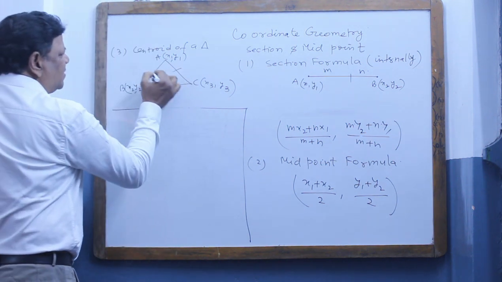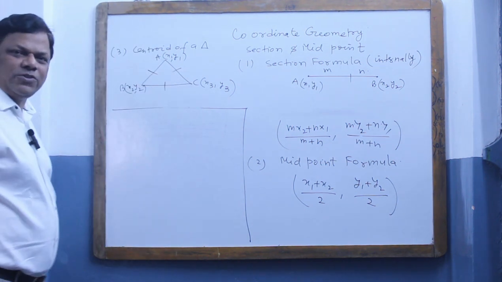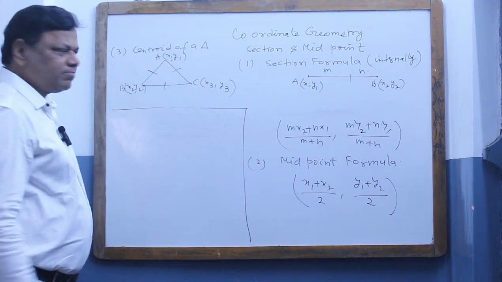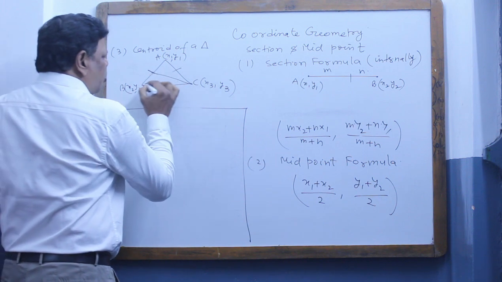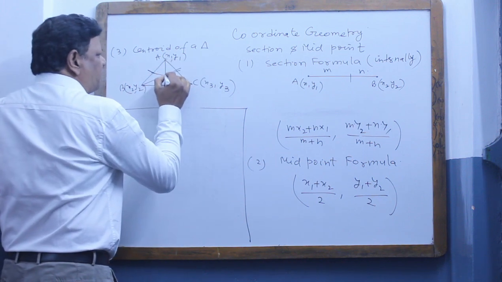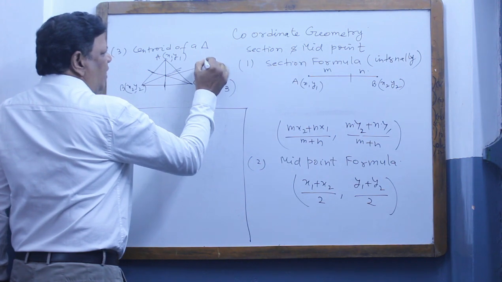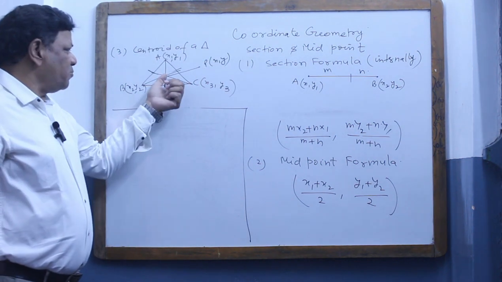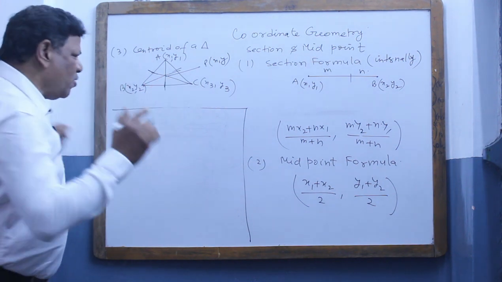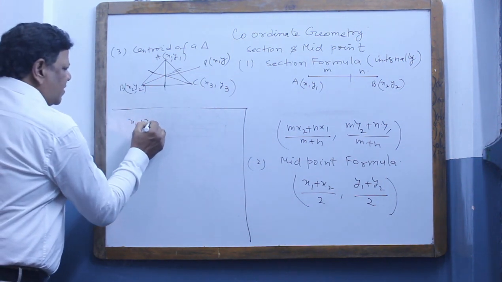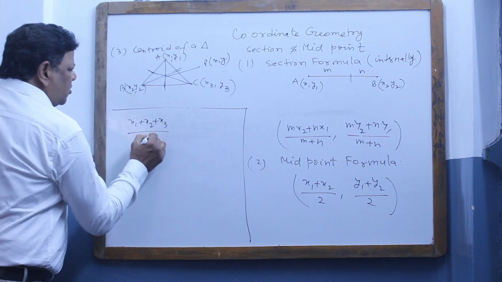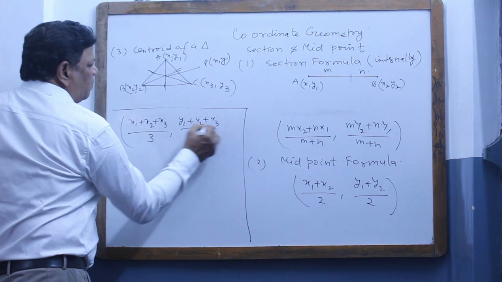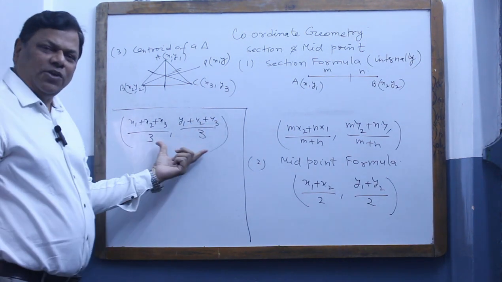Centroid means what? This is the midpoint, this is the midpoint, and this is the midpoint. Midpoint means both parts are equal. I will extend these midpoints, and they will join at a point. This is called the centroid, let it be P(x, y). This point is called the centroid. What is the formula? (x1 + x2 + x3)/3, (y1 + y2 + y3)/3. This is the formula of the centroid.